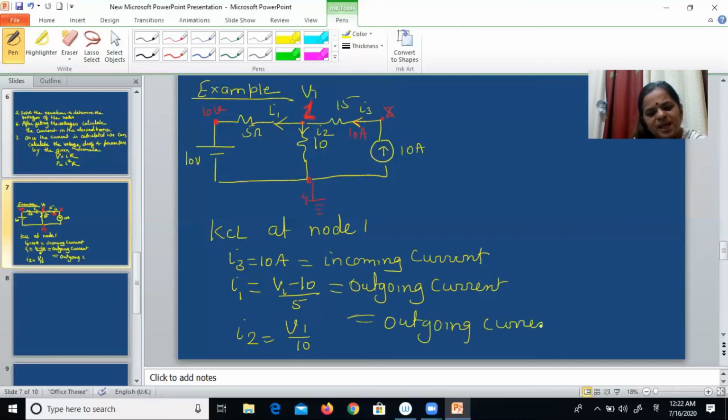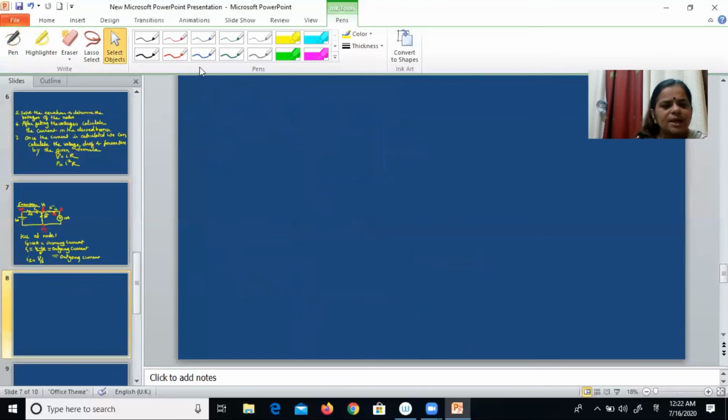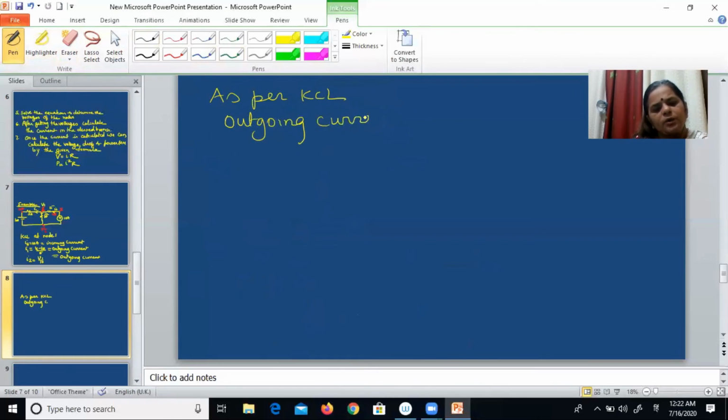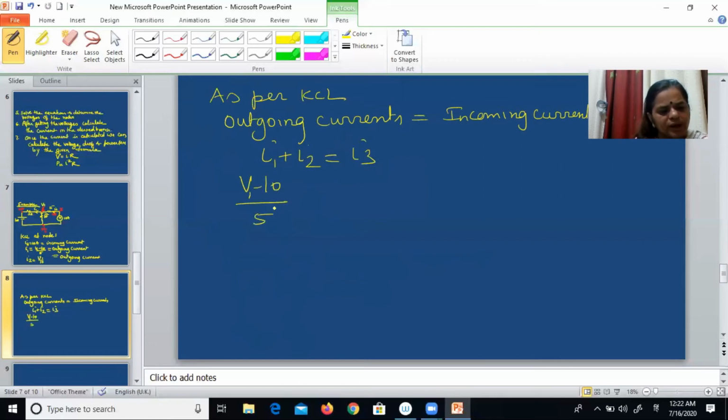So as per KCL, outgoing currents are equal to incoming currents. That means I1 plus I2 is equal to I3. Now what is I1? V1 minus 10 by 5. What is I2? V1 by 10. And what is I3? That is 10.